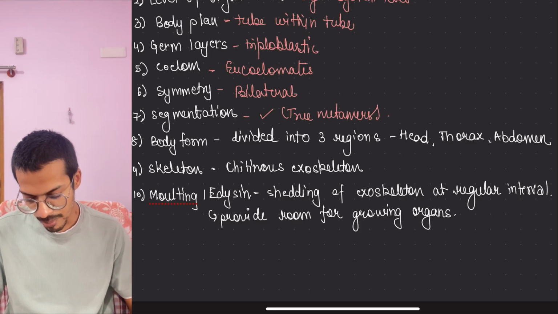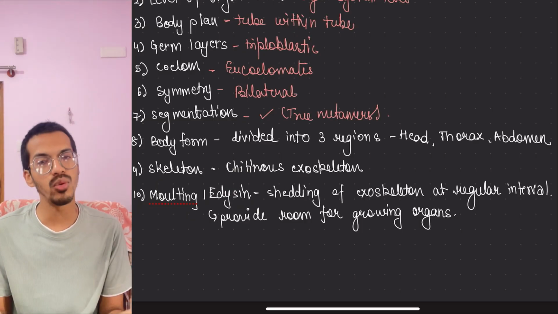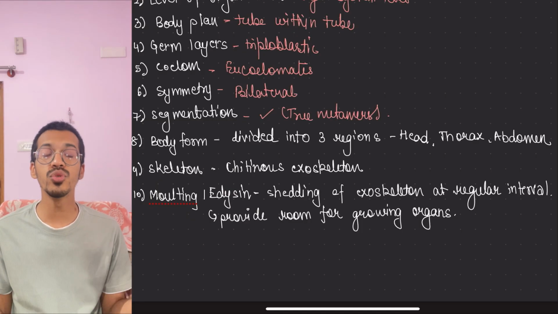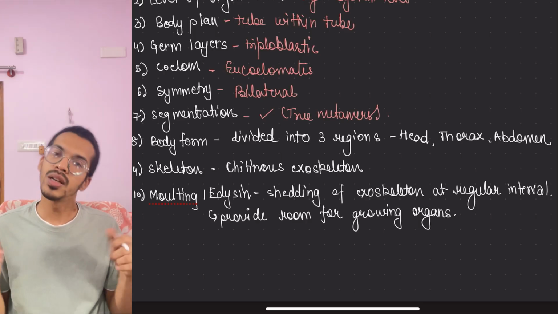Then comes molting and ecdysis. What is molting? Molting means removal of the outer skin. For example, when you go to the temple, you remove your outer layer and be your true self. They also do that.